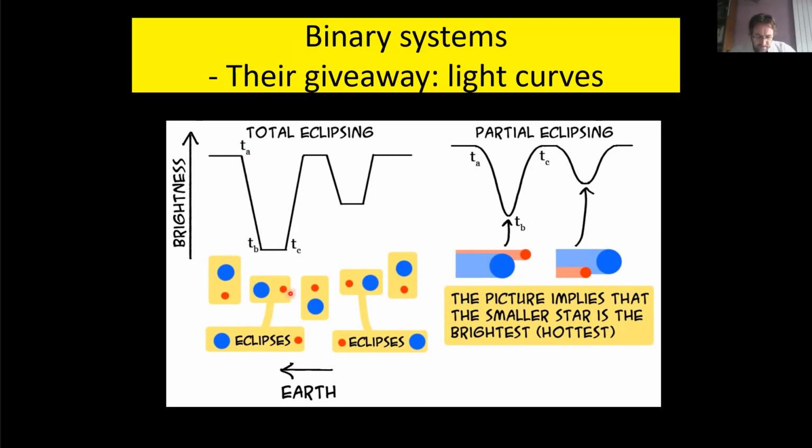But now the dimmer one is moving in front of the other, which means it blocks away the light. We get a decrease in the brightness. This is of course happening as long as this one is passing in front. And then once they're next to each other, we see this again. And then when the dimmer one is moving behind the other one, we can't see the light of this one. Again, the system is dimming down.